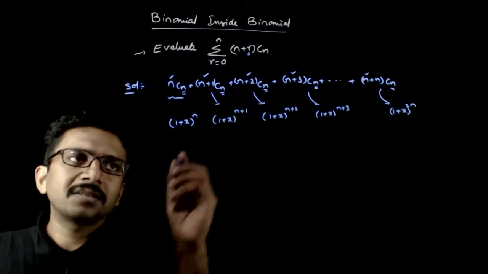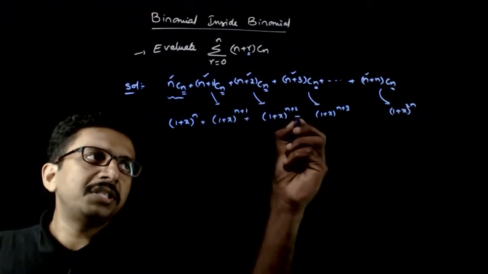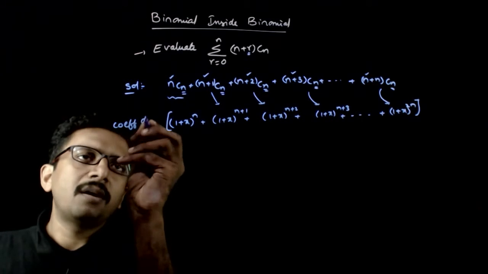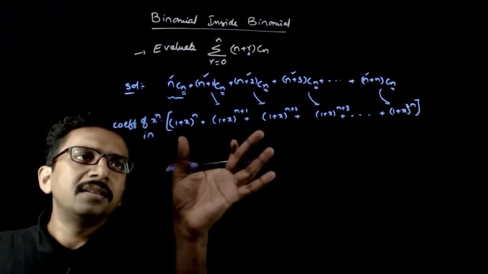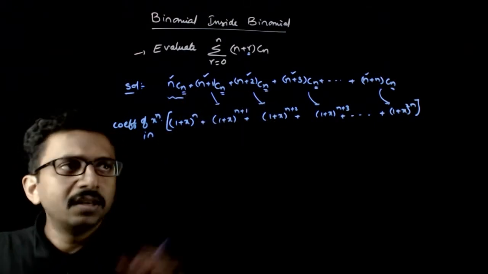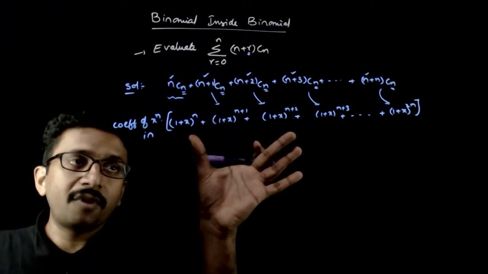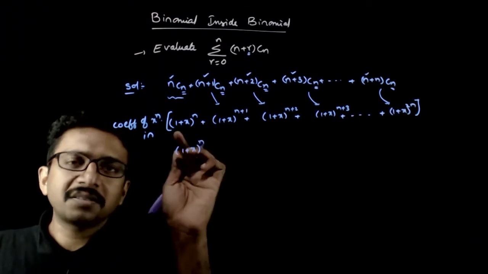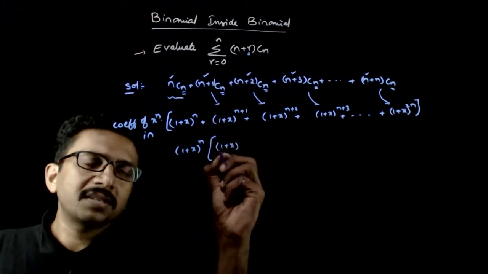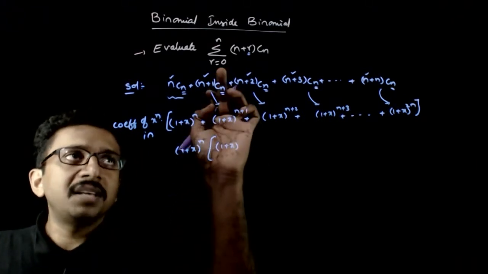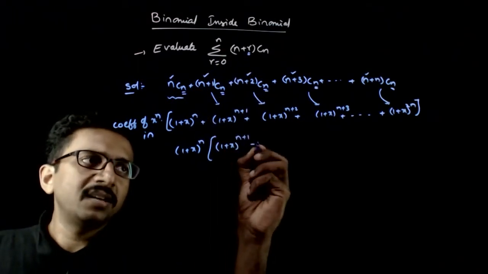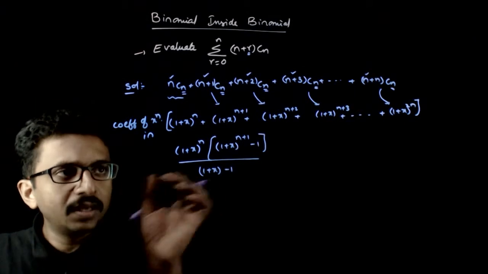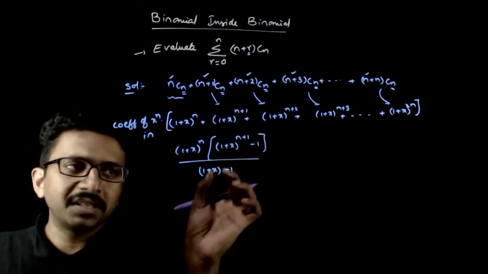Now if I want the summation of all this, I just have to find the coefficient of x^n in the summation of these. So the coefficient of x^n in this summation is nothing but this. Let us try to find the summation. Can you see that this forms a GP? The summation of this GP is a times the common ratio, which is also (1+x), to the power of the number of terms, as you can see r is going from 0 to n. So this will be equal to (1+x)^(n+1) minus 1 by (1+x) minus 1. That is a into r^n minus 1 by r minus 1.